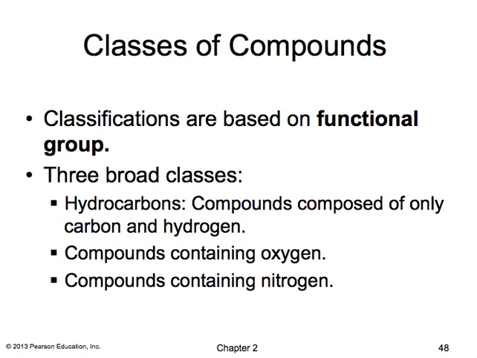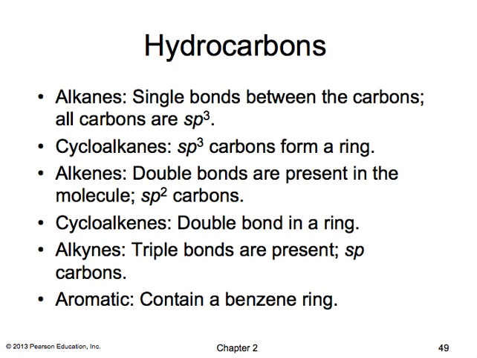Classes of compounds. Classifications are based on functional groups. There are three broad classes. Hydrocarbons, which are composed of only carbon and hydrogen; compounds containing oxygen; and compounds containing nitrogen. Under hydrocarbons there are different types of molecules, and we'll be talking about these in the next chapter as well as naming them. Alkanes have single bonds between carbons.